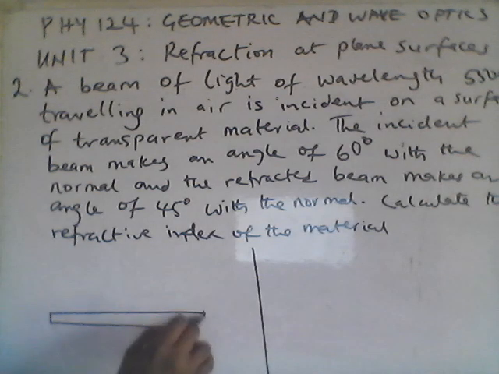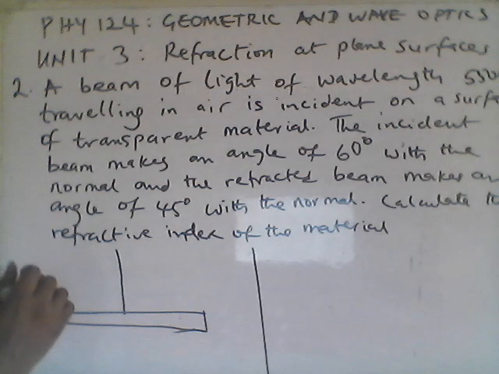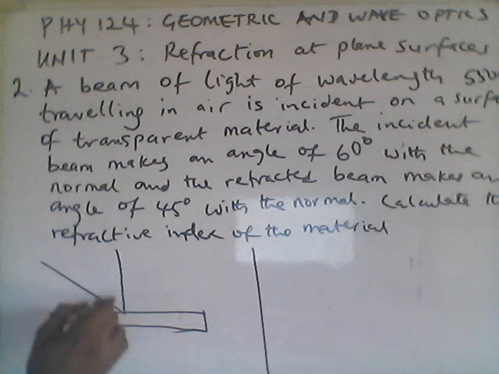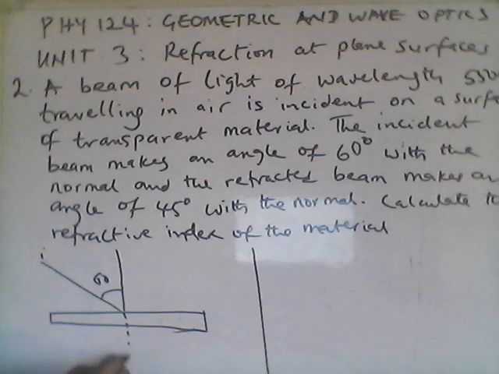These are two different materials. This is the medium, this is the normal. So we said that the beam of light of a given wavelength is incident on this. This is the normal. This is the 60 degree incident ray, and the normal continues like this, of course. Then the refracted ray is 45 degrees.